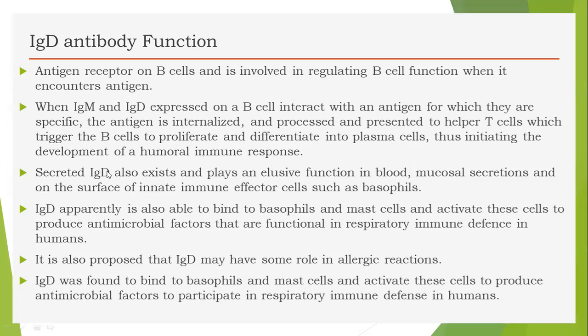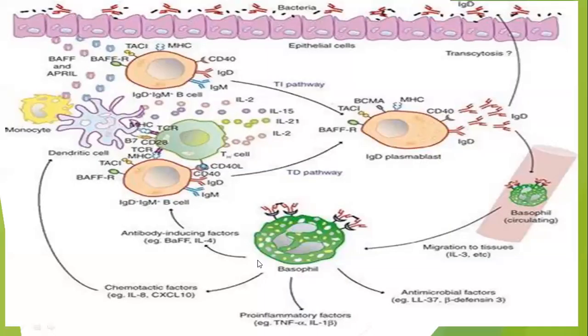Okay, then the secreted immunoglobulin also exists and plays a function in blood because of secretions, and also on the surface of innate immune cells such as the basophils. Okay, as I've mentioned, it binds to the basophils and mast cells and activates these cells to produce antimicrobial peptides or factors that are functional in the respiratory immune defenses in humans. And it is also a significant factor in allergic reactions.